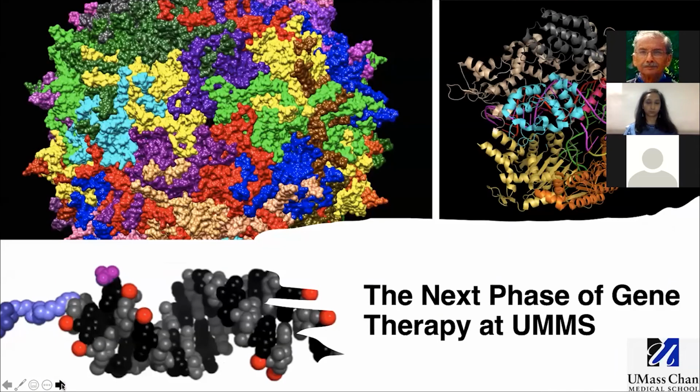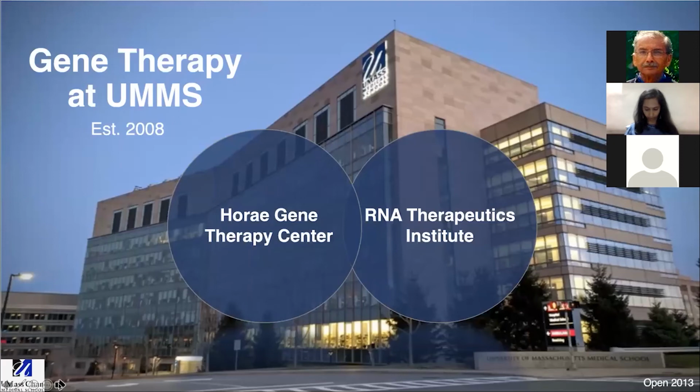So just to give you a very brief, I apologize, I lost a little bit of track of time, but I'm going to try to go through this quite fast, giving you a sense of where gene therapy has been at UMass Medical School, now called UMass Chan Medical School. In 2008, we started two centers, the Horae Gene Therapy Center and the RNAi Therapeutics Institute, dedicated to two technologies that were emerging: therapies based on RNA and therapies based on using viral vectors to power the development of new therapies for genetic diseases.